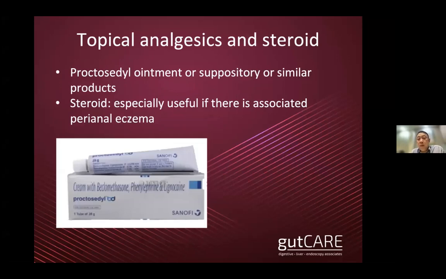There are a lot of topical things we can use. Generally, they have something like phenylephrine to shrink the hemorrhoids, some lignocaine to numb the hemorrhoids, and some steroid to reduce the swelling and make the skin better. If they have steroid, it can be helpful for the eczema associated with the hemorrhoids. And there are a lot of them in the market. A lot of them are over the counter, and they're not the same.